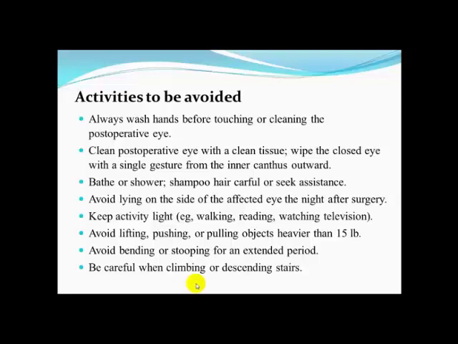على الآي. Avoid lifting, pushing or pulling objects heavier than 15 pounds. أي إنه نبتعد عن السحب وحمل الأشياء الثقيلة اللي هي أثقل من 15 باوند، أي ما يعادل تقريبا 6.9 كيلو. Avoid bending or stooping for extended periods. تجنب الوقوف لفترات طويلة. Also be careful when climbing or descending stairs. أما في الصعود أو النزول قدر الإمكان be careful or avoid it.